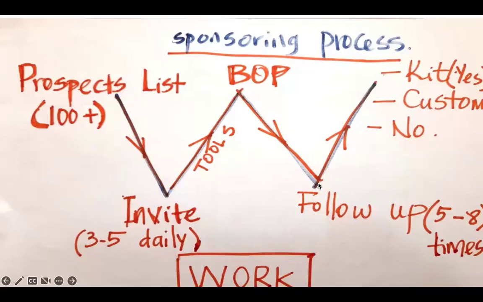Remember, the average person, you need to follow up 5 to 8 times before they make a decision. So don't follow them once or twice or 3 times. Follow them 5 or 6 or 7 times. And when you follow them up, one of the 3 decisions will come up. 1, yes, they're interested in the business, they'd like to start. Or they want to think about it.